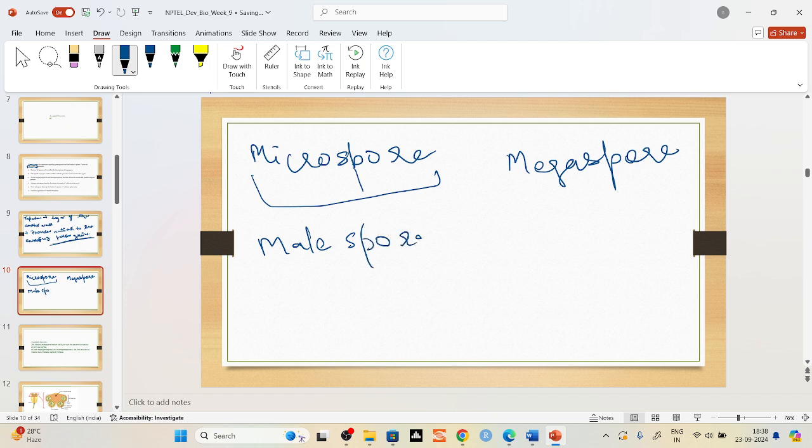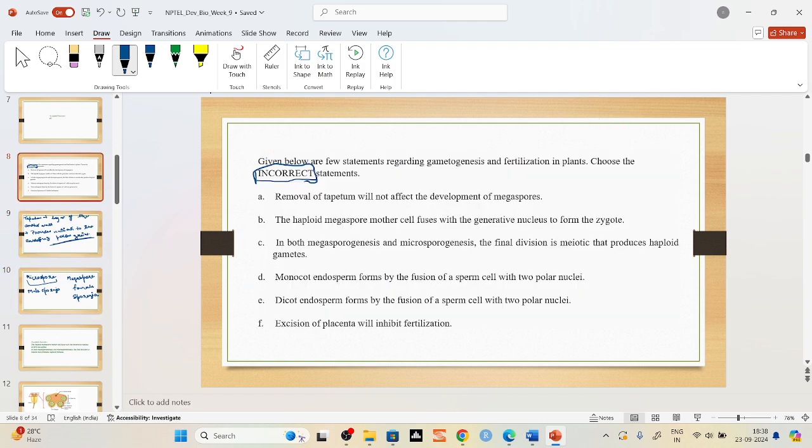Male sporangia. And your megaspore is your female sporangia. So micro, why? Because your pollen grains are smaller than your ovum or the egg. So that is why it is a micro, and here it is mega. So microspore is nothing but your male sporangia, that means your male reproductive organ, and megaspore is your female reproductive system organ.